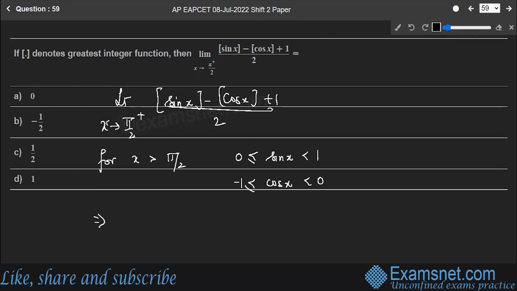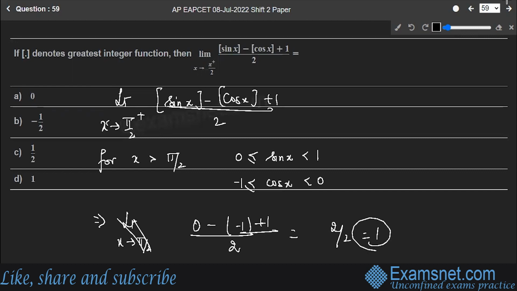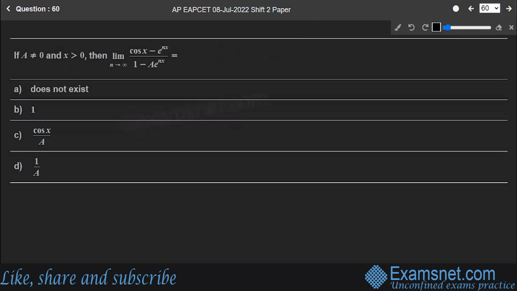You will get limit x approaching pi by 2, okay, I don't need to write this one now. So I'll just fill in the values. This will be 0 minus -1 upon 2, plus 1. So this will be equal to 2 upon 2, which is equal to 1. Pretty easy question. We have option D as our answer. Right? Done. Clear. Next is question number 60.